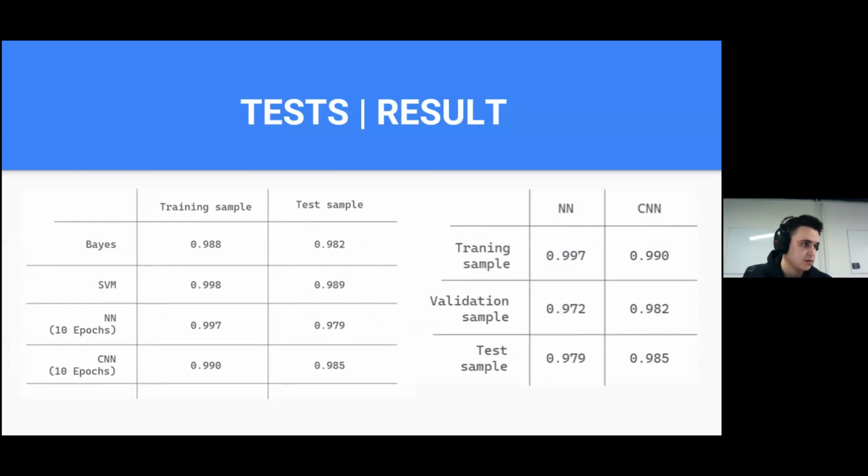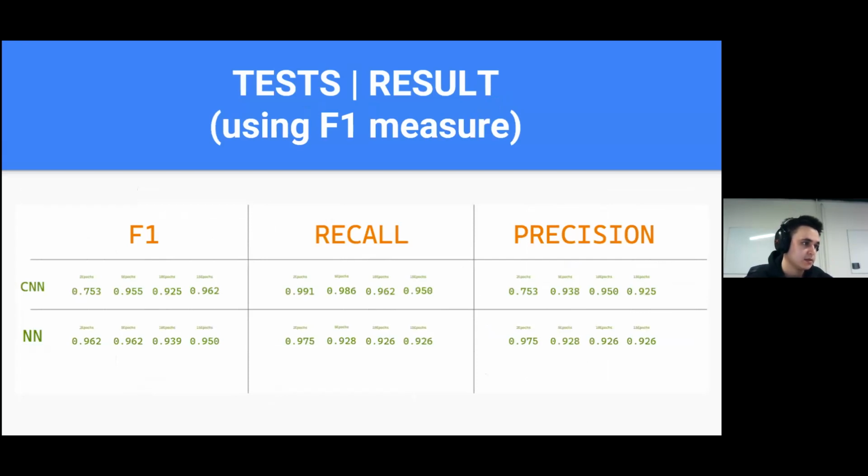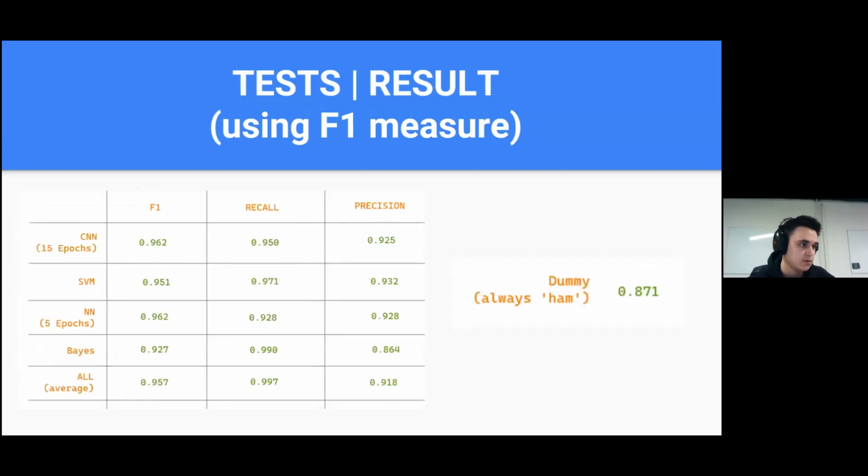And here you can see the comparison of two neural networks on different samples. As shown on this sample, the CNN is 0.6% better than NN. This slide displays the result of the test of two neural networks using the F1 measure. And here you can see the result of testing using F1 measures for all used algorithms. The dummy algorithm that always returns ham for every message was also tested.